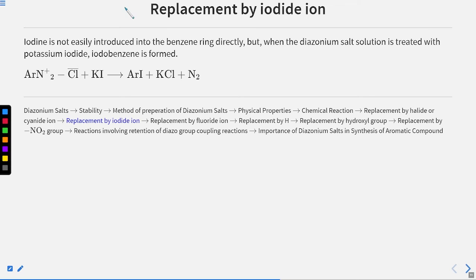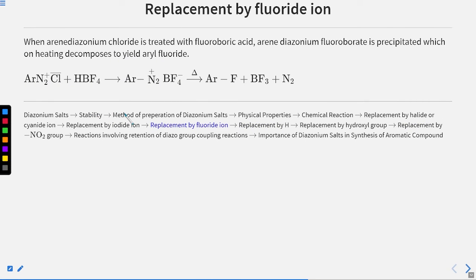If you want to replace this N2 plus Cl minus with I, then you have to treat with KI. Iodine is not easily introduced in benzene directly, but when the diazonium salt is used with potassium iodide, iodobenzene is formed. So this reaction is very useful, because it is very difficult to introduce iodine at this position on benzene directly. We use this diazonium chloride and it easily replaces N2 plus Cl minus with I and we get iodobenzene.